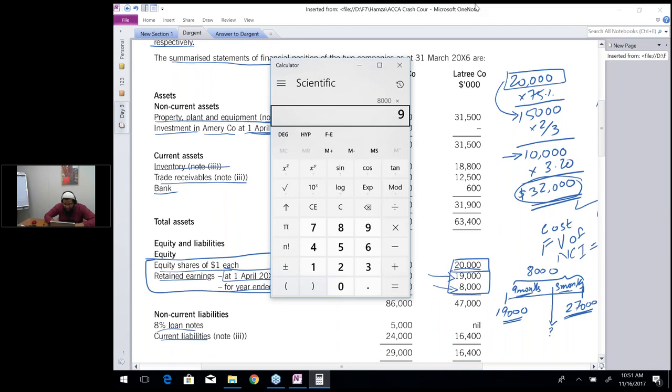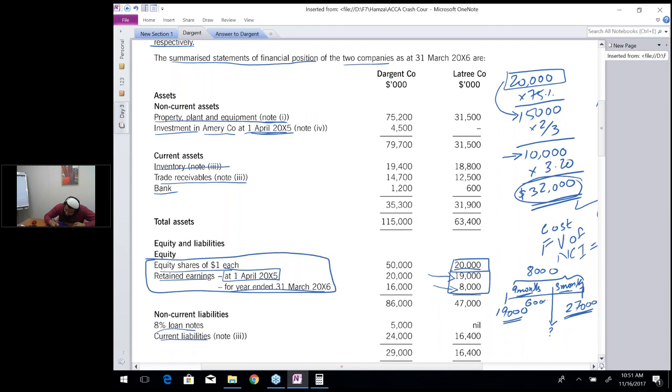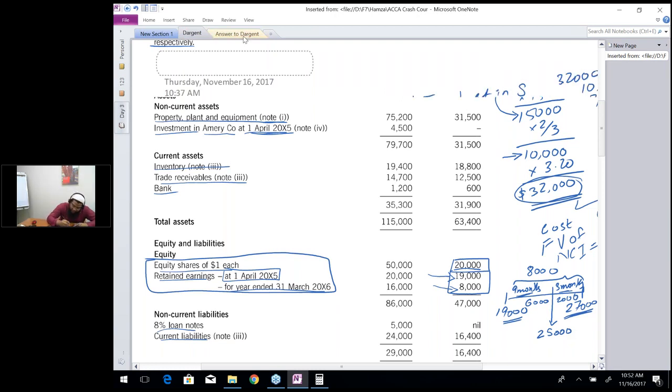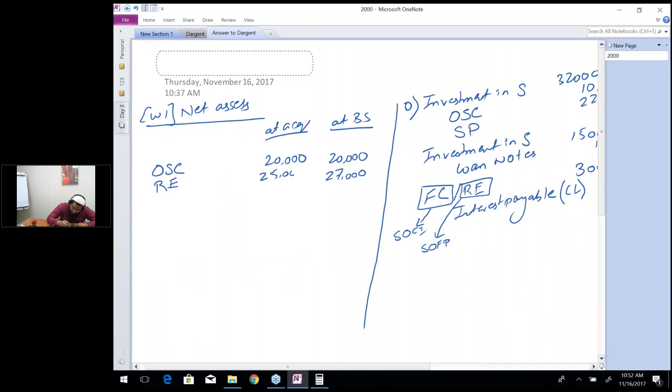So 8,000 into 9 by 12 is going to be 6,000 for the first 6 months, and which means 2,000 for the remaining 3 months. So either add 6 in 19 or deduct 2 from 27. So the retained earnings at the date of acquisition were actually $25,000, which we are going to write in the net assets at the date of acquisition. So both the treatments are correct, 19 plus 6 or 27 minus 2. Both will give us the same answer.